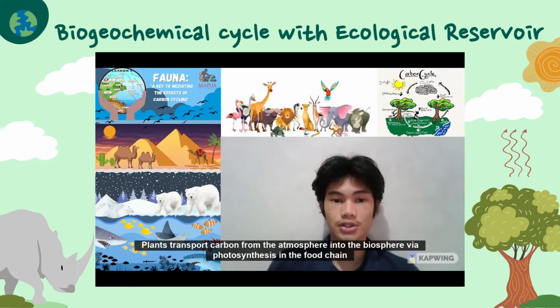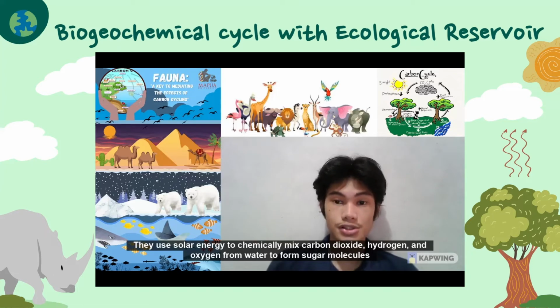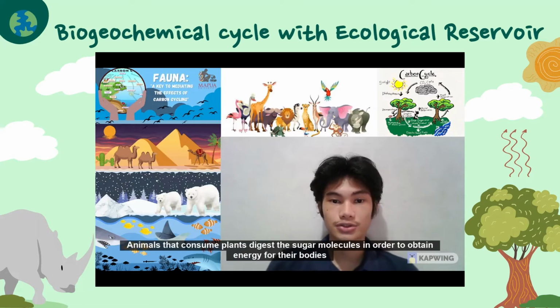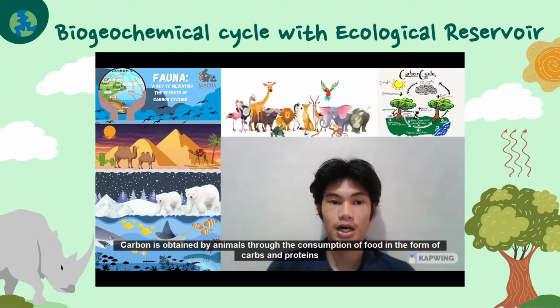Plants transport carbon from the atmosphere into the biosphere via photosynthesis in the food chain. They use solar energy to chemically mix carbon dioxide and hydrogen and oxygen from water to form sugar molecules. Animals that consume plants digest the sugar molecules in order to obtain energy for their bodies. Carbon is obtained by animals through the consumption of food in the form of carbs and proteins.